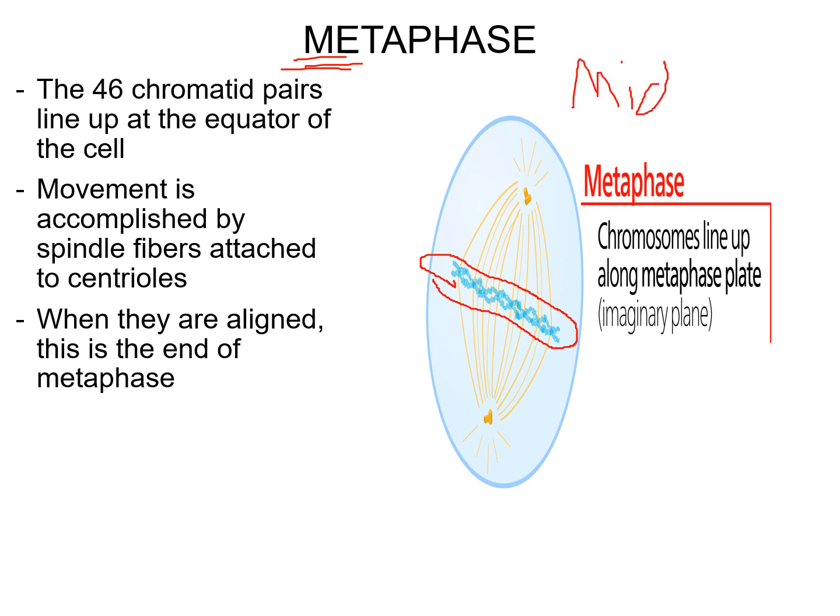So they kind of align along this imaginary line called the metaphase plate, or the equator, if you will. You can see that we're forming a north pole down here and a south pole over here. And that's really all that's happening. We're just lining everything up, because in the next phase, that's when they're going to start to rip apart. They're going to be pulled apart. So M for metaphase, M for middle.